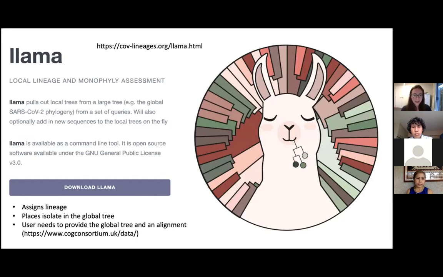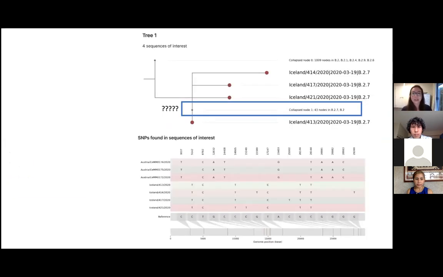Kind of the next step up in terms of sophistication is called Llama. This is software that you download instead that does a few extra nice analysis steps. So for this, you also need to download a global tree and an alignment of all the global samples and some metadata as well. But once you have that, you can then provide your own samples, and this tool will sort of insert your samples into the global tree and give you a more detailed picture of how they're related. So this is some of the output from the report.